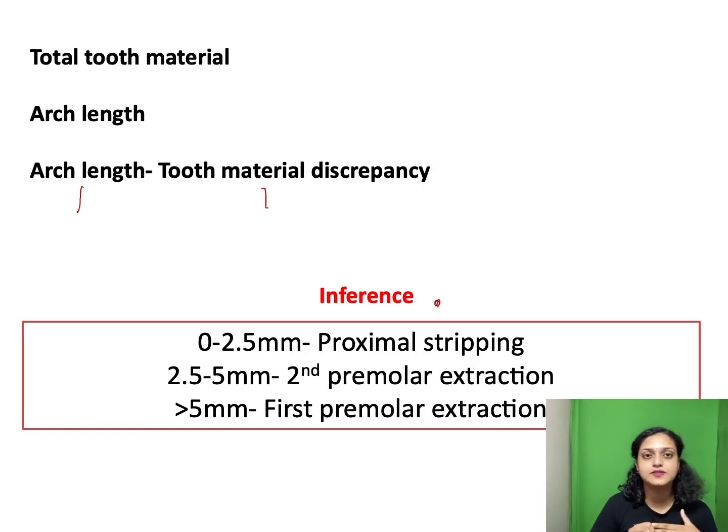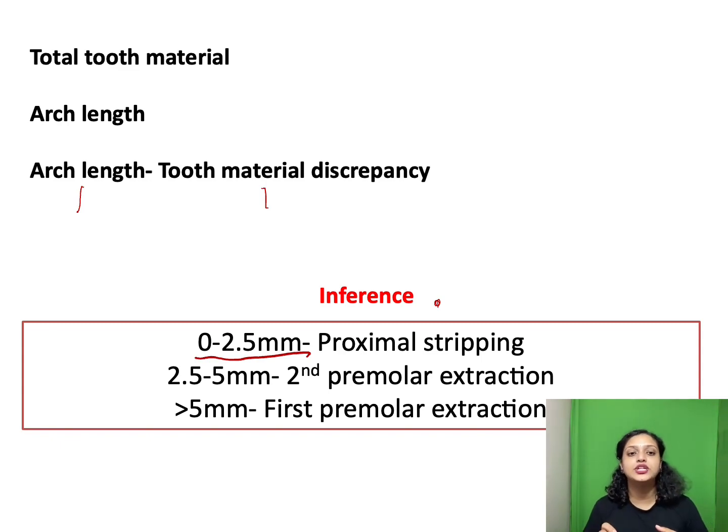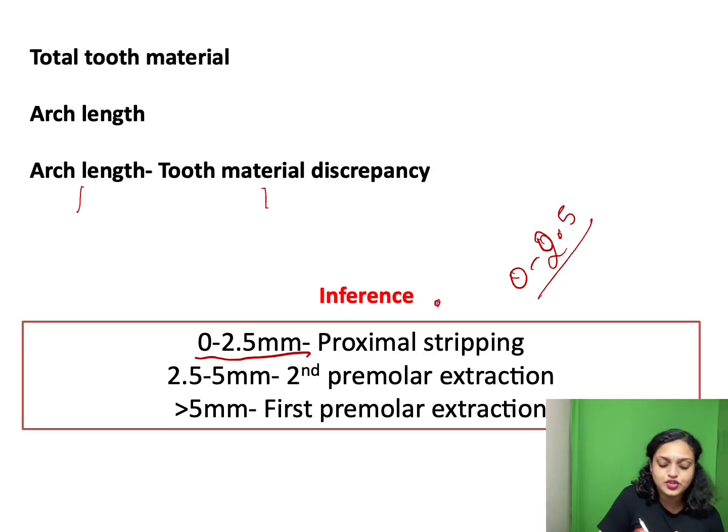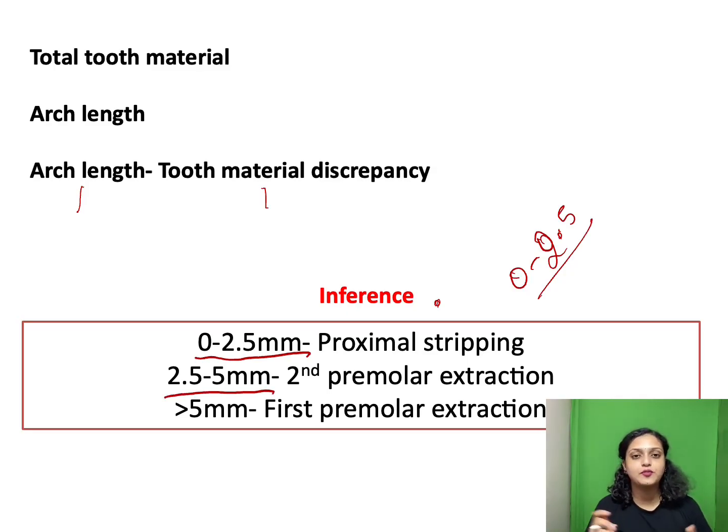If the space discrepancy, the space that you need to make for the patient, is between 0 to 2.5 mm, then you need to do something called proximal stripping or interproximal reduction. So you reduce the tooth sizes and then you create space. If the space is between 2.5 to 5 mm, then second premolars are extracted to accommodate. If the space is more than 5 mm, then first premolar extraction is done.